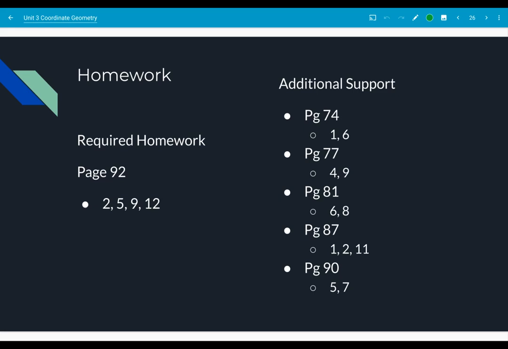Homework 3 is these 4 problems: 2, 5, 9, and 12 on page 92. Make sure you're working on that. This unit is going to be very quick.